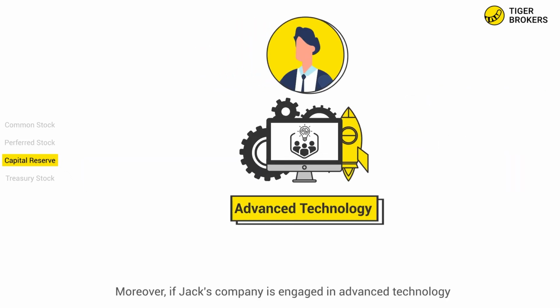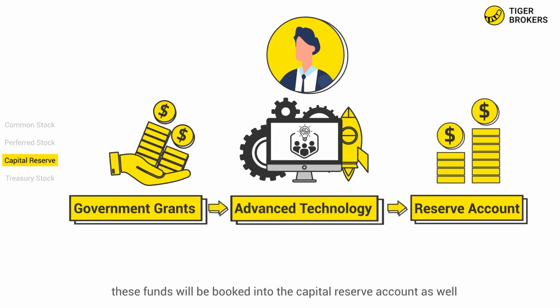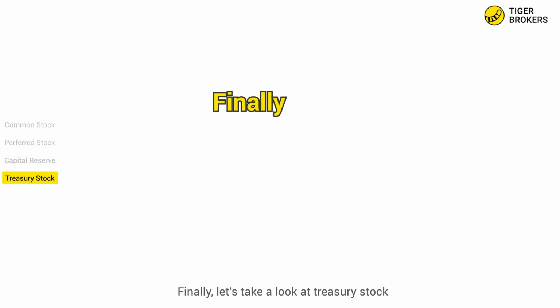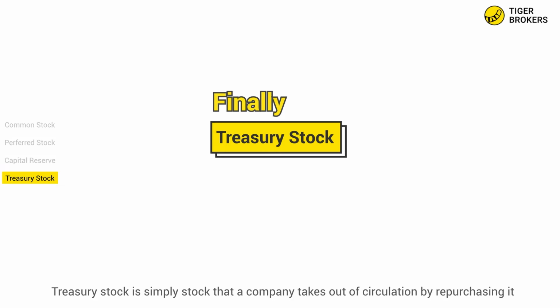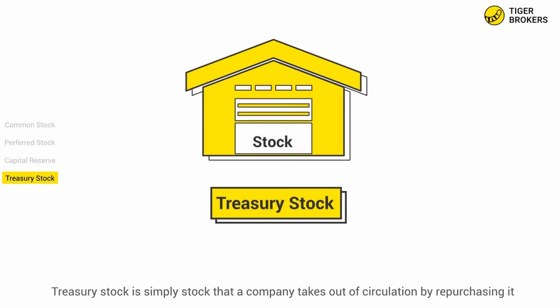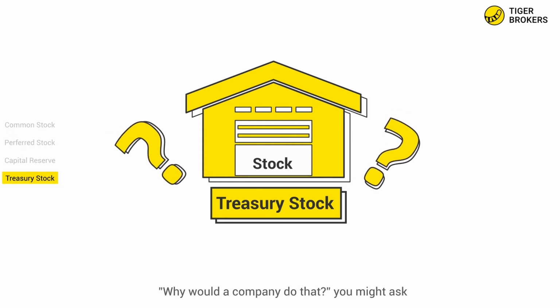Moreover, if Jack's company is engaged in advanced technology and receives funding through government grants, these funds will be booked into the capital reserve account as well. Finally, let's take a look at treasury stock. Treasury stock is simply stock that a company takes out of circulation by repurchasing it and keeping it in inventory. Why would a company do that, you may ask?